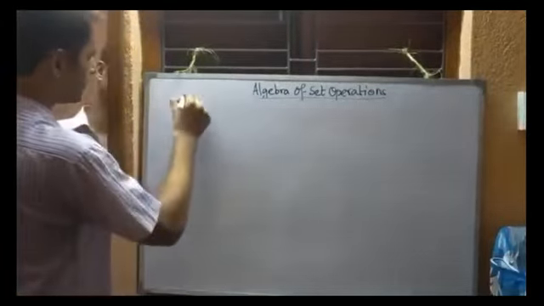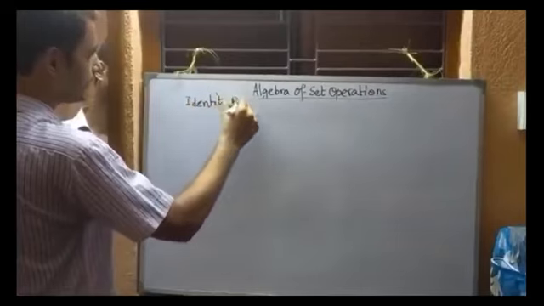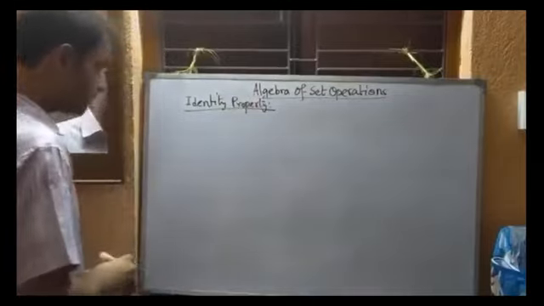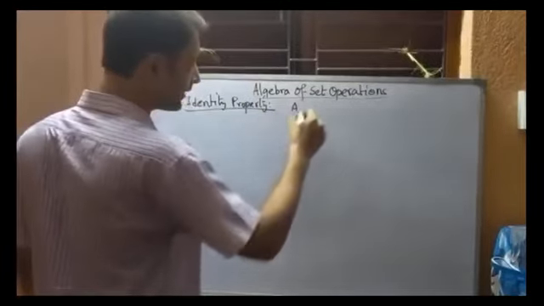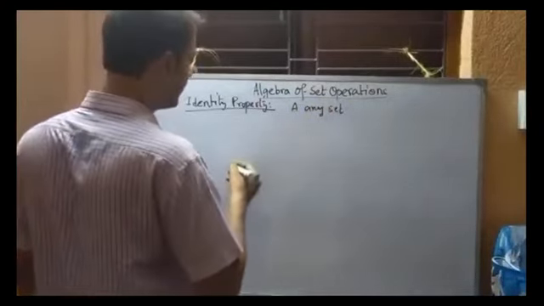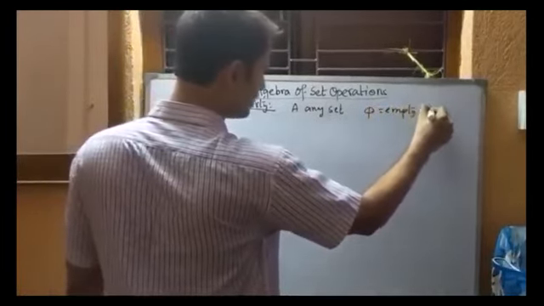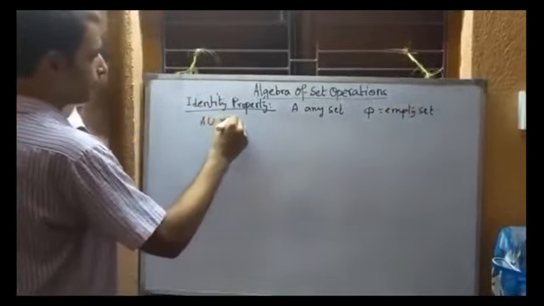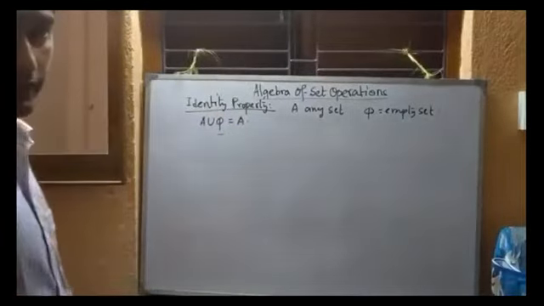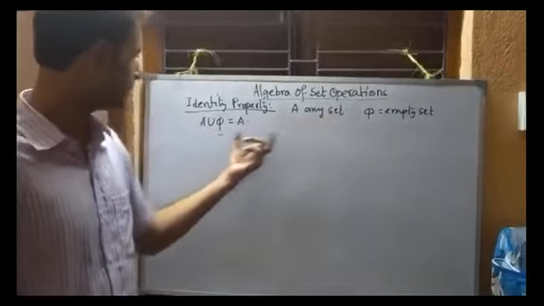And the next one is the identity property. It says that if you take any set A, whether it is finite, infinite, anything, and if you take the empty set phi, then we will get A union phi is equal to A. So phi is such a set which gives the same set over union for any set. So whenever you are taking any set A, A union phi will be A.